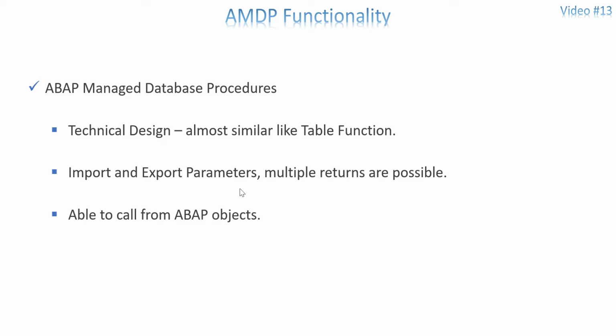A method can have a number of export parameters. That way it is possible in an AMDP procedure, and this procedure can be called from an ABAP object. It can be a program, class, or function module, whatever it is. But a table function needs to be called from a CDS view, and that particular CDS view can be called in an ABAP object. Here you can call the procedure directly from the ABAP object.